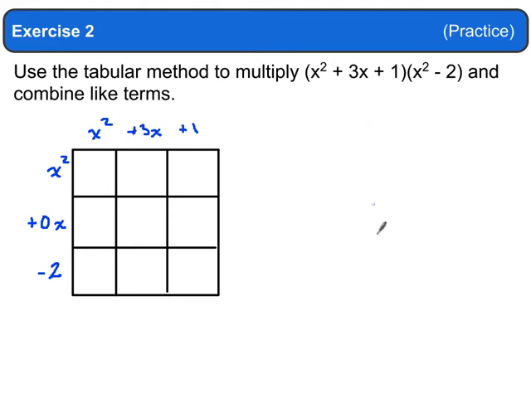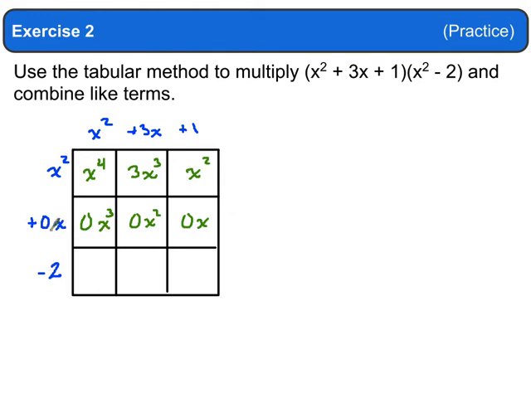Nothing wrong with that. So if we fill it in, x squared times x squared, we're going to get x to the 4th. And then x squared times 3x is 3x to the 3rd. And x squared times 1 is x squared. Now, because this is a placeholder value, all of these are going to have zeros. 0 times this. So you'll have 0x to the 3rd, 0x squared, and this will be 0x. So again, these are placeholders.